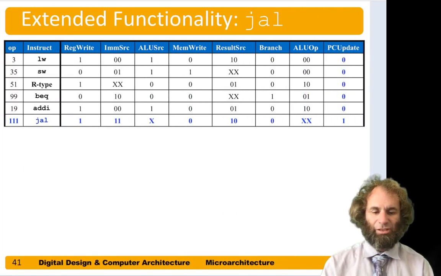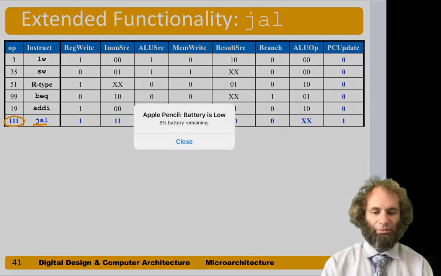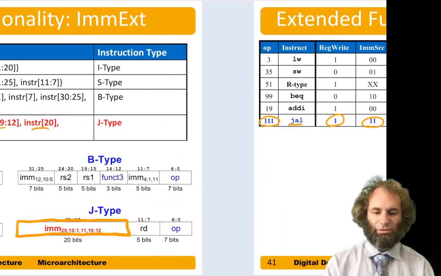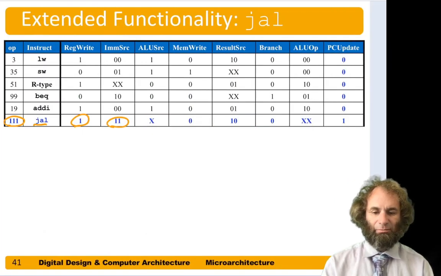Finally, we need to change the main decoder for jump and link. So when the opcode is 111, this is a jump and link. And let's think about what it should do. It needs to write the destination register RD with PC plus 4. So we make reg write 1. Immediate source is 1, 1 for this new J-type instruction we handled. ALU source doesn't matter because the ALU is not doing anything.